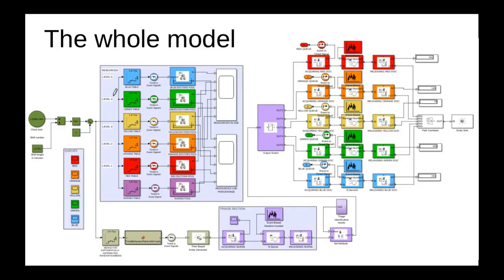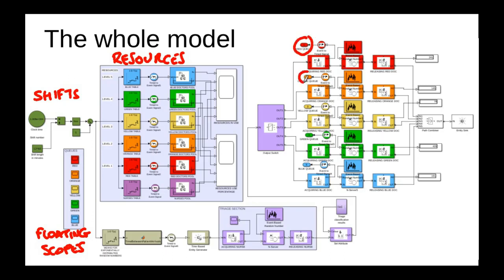So here we are, the whole model. Here we have the shifts. Here we have the recesses. Here I have some floating scopes. About these variables in here, these are the queues, as you can see here. Here I have the patients incoming.